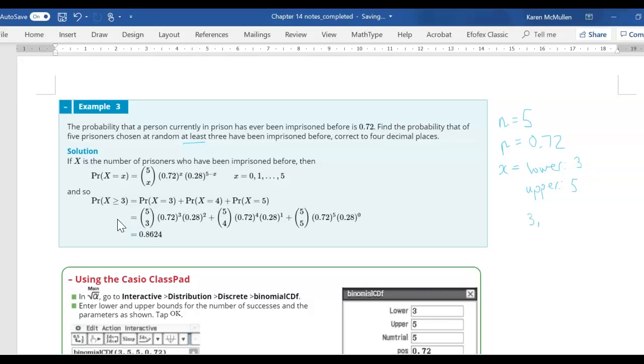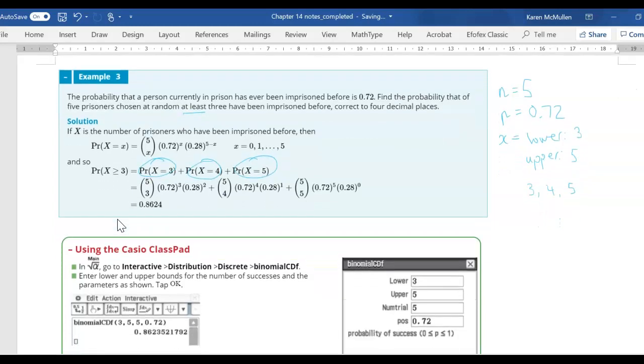With your binomial distribution, you can see they've included the values from 3 to 5. So we want basically 3, 4, 5. But you don't have to go ahead and do each one individually. Quite time consuming, and your calculator does it for you.